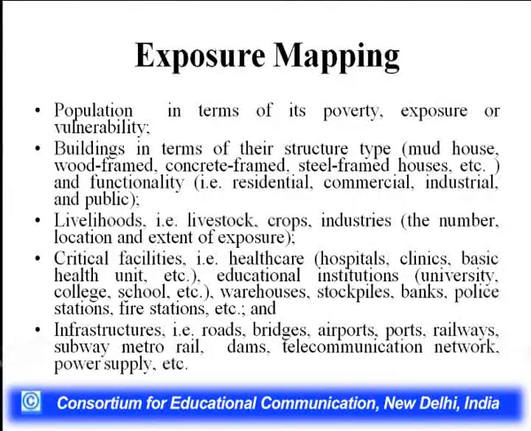It is very important to understand exposure mapping. Most of the time we ignore exposure elements. What are these? These are the following: population in terms of poverty, exposure or vulnerability; buildings in terms of their structure type, like mud houses, wood framed houses, concrete framed houses, steel framed houses. So, which one is more resilient? Maybe the cemented, concrete or the steel frame.